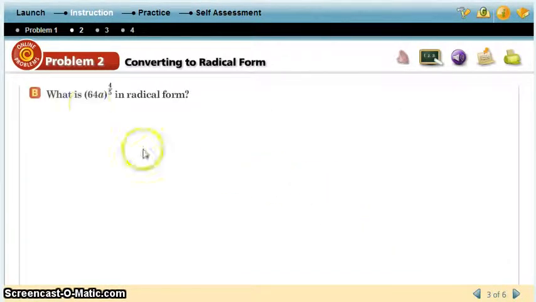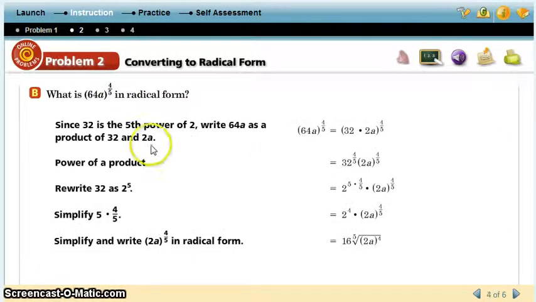Now, if we look at this one, though, this one has 64a in parentheses raised to 4/5. So that means the 64 is raised to the 4/5 and a is raised to the 4/5. So this one's going to get kind of confusing. So when I bring this up, please focus on one step at a time. All right, since 32 is the 5th power of 2, so basically what that means is 32, you can get that by multiplying 2 by itself 5 times. And the 5 comes here. That's our index, remember. We're going to rewrite 64a as the product of 32 and 2a.